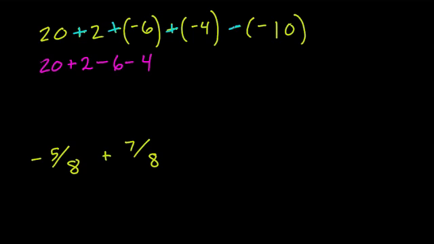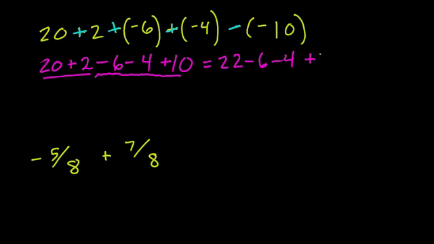And here we have a subtraction of a negative. Subtracting a negative is the same thing as adding a positive. So instead of writing minus a minus 10, I could just write plus 10. And then now I can solve this. This equals 20 plus 2, which is 22. And I rewrite my equation: 22, and then minus 6 minus 4 plus 10.